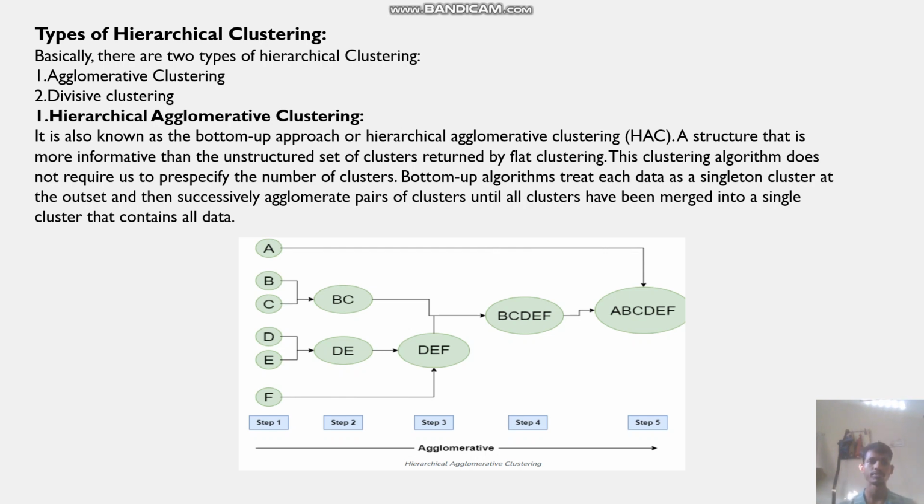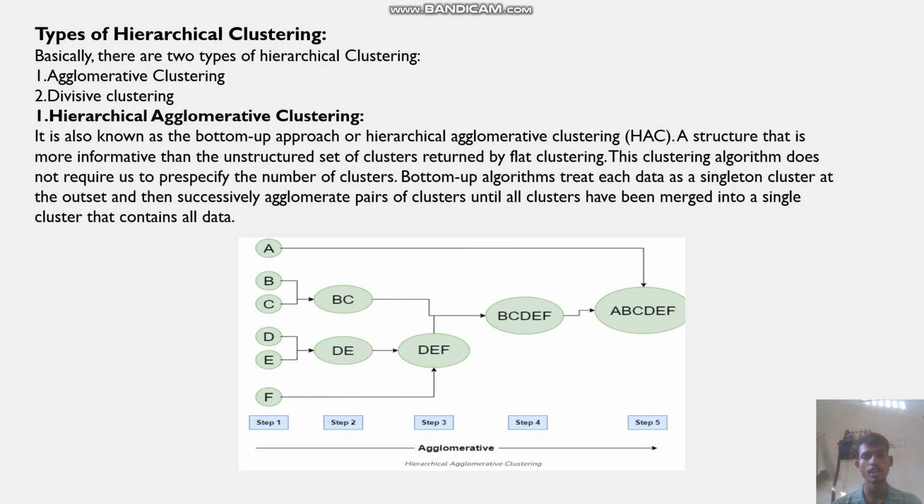Types of hierarchical clustering. There are basically two types of hierarchical clustering. First is agglomerative clustering. Second one is divisive clustering. Hierarchical agglomerative clustering is also known as the bottom-up approach. It gives a structure that is more informative than the unstructured set of clusters returned by flat clustering. This clustering algorithm does not require us to specify the number of clusters.